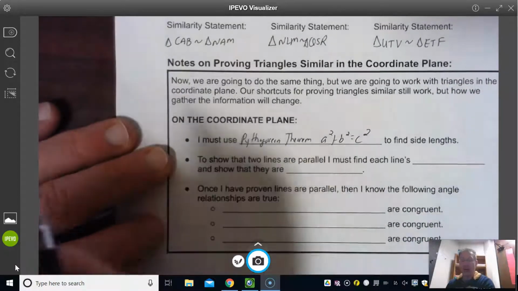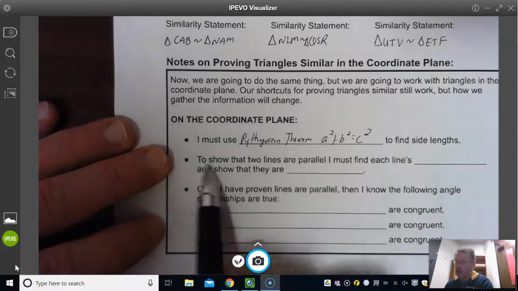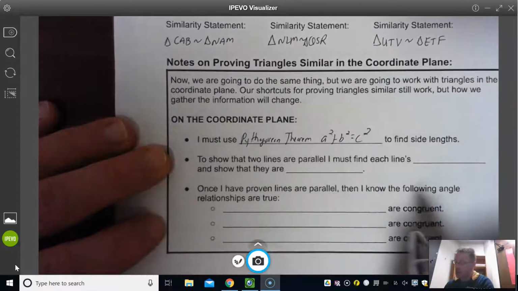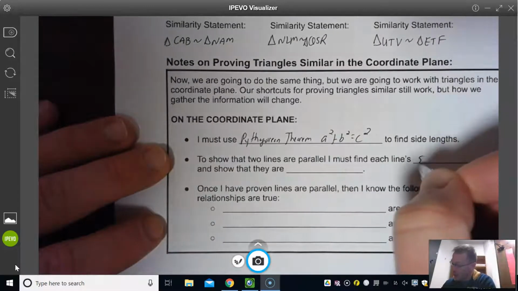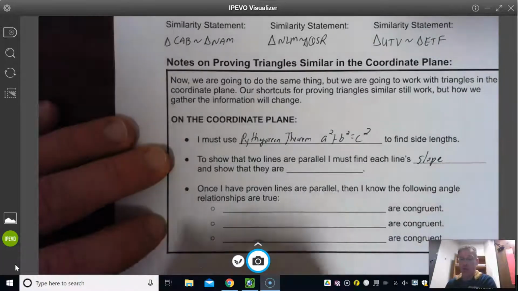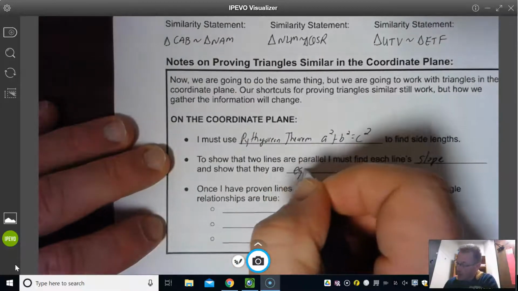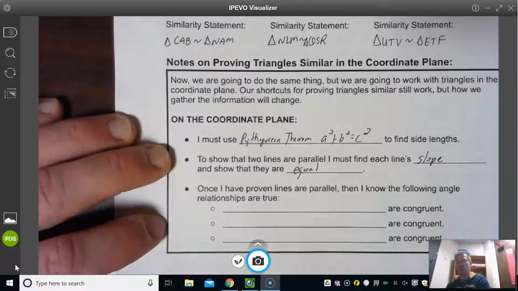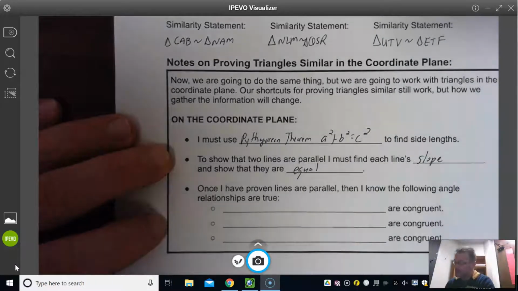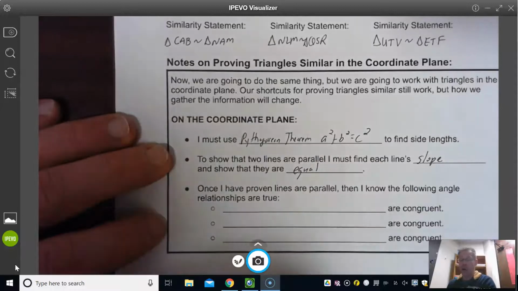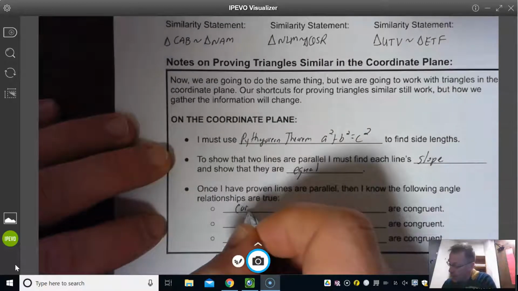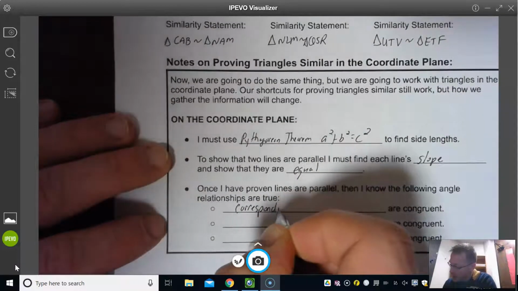Now, to find angles, one of the ways we can do that is to show that two lines are parallel. So we must find each line's slope, and we must show that those slopes are equal. And the reason we want parallel lines is we know from our prior work that we get three types of angles that are going to be congruent, right? So we know corresponding angles are going to be congruent.